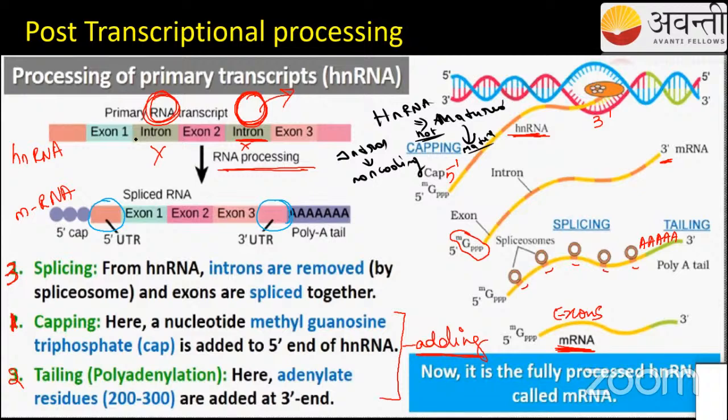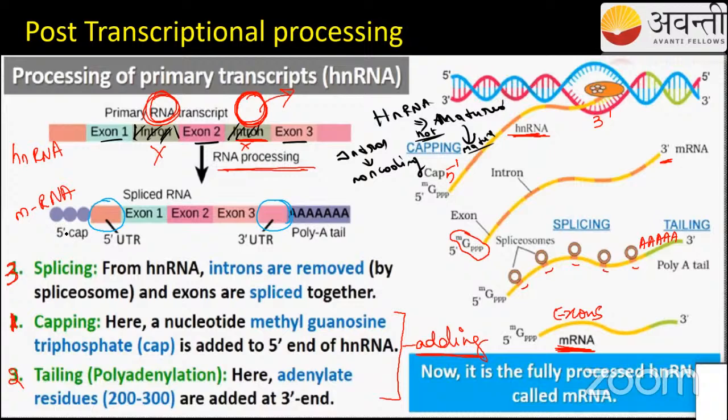Okay. During splicing, the introns are removed, guys, and they join all the exons, exon 1, exon 2, and exon 3. That is what we call splicing. Some of you think that splicing means cutting. No, splicing means joining the exons. Joining the exons, we call it splicing. Okay, guys. So now the splicing has happened.